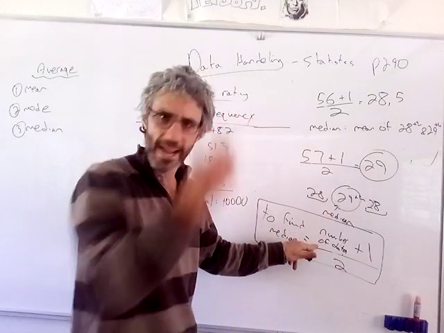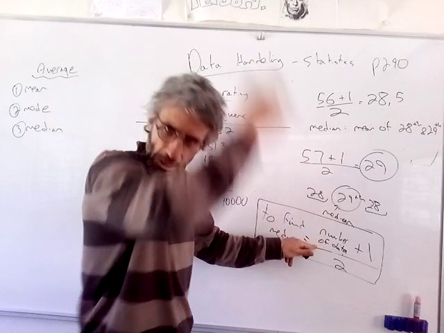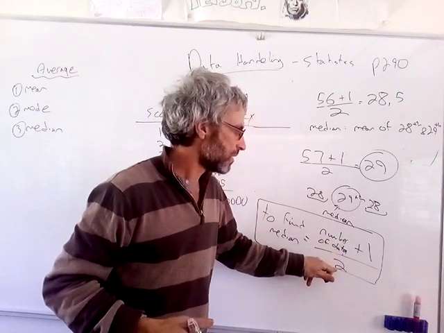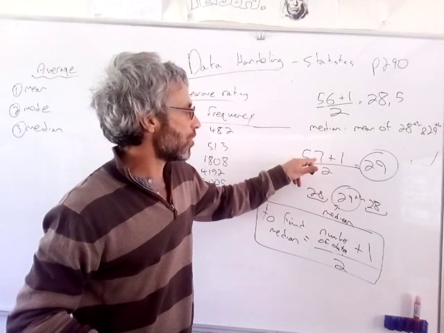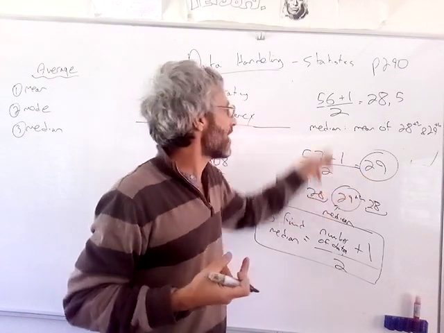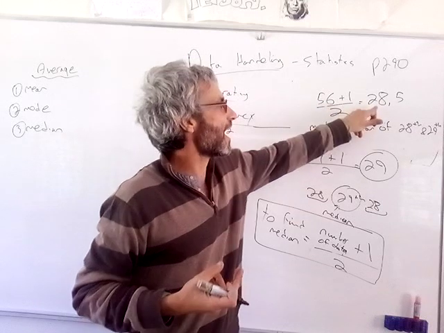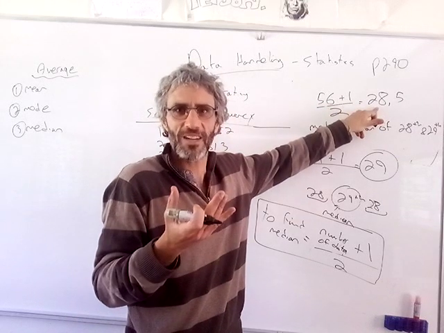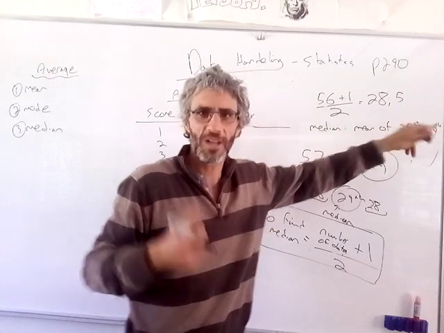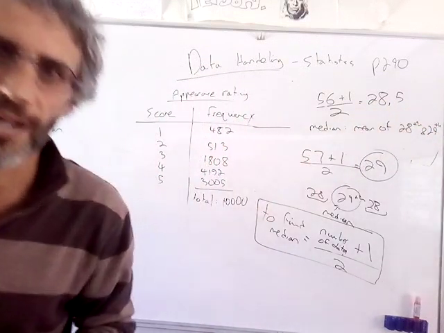Take the number of the data, the number of scores, the number of people, whatever it is, add 1, divided by 2. If that number is a whole number, you will have a proper median. If that number has a 0.5, that means the median is going to be between the one below and the one above. Okay, let's make some space and go back to that problem.